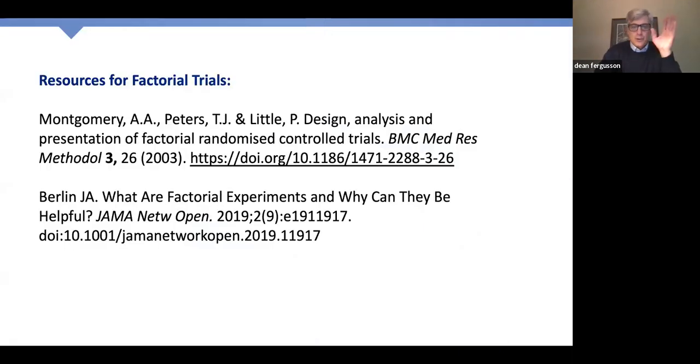Okay, so factorial trials, there's a couple of resources here. I've got resources after each little section that you can go back to, because we'll share the slides and you can go back to these.